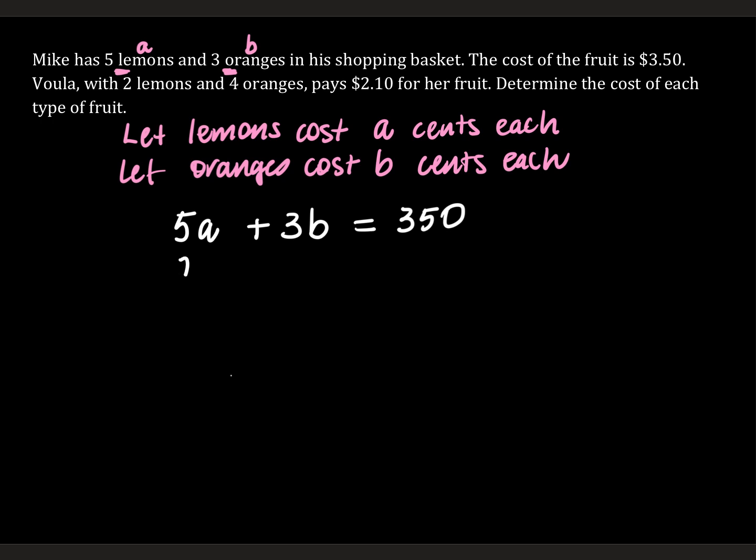Next one. 2 lemons and 4 oranges. Well, 2 lemons, that's going to be 2A. That's what they're going to cost. 4 oranges, plus 4B, is going to equal $2.10. That's 210 cents.